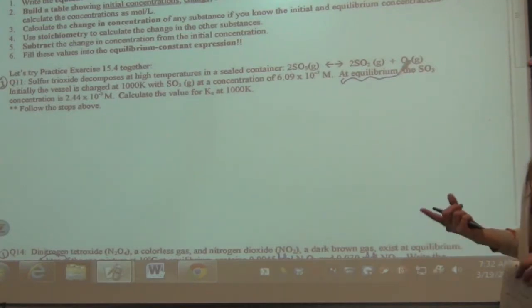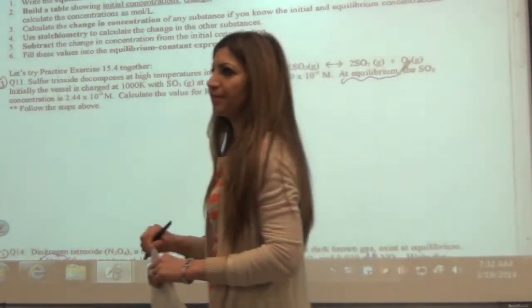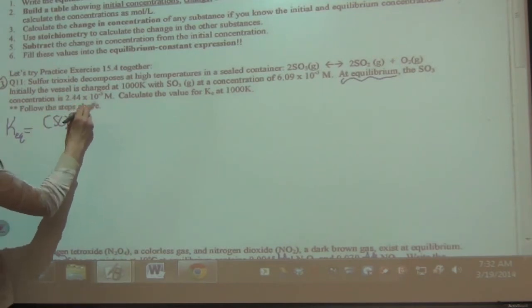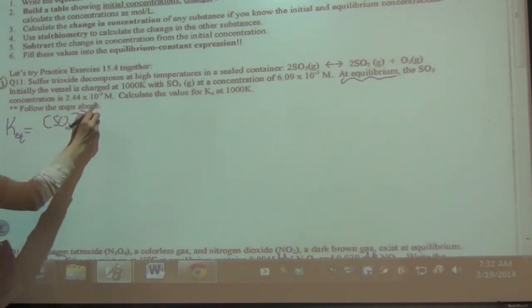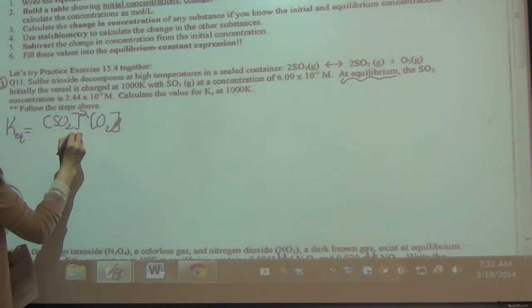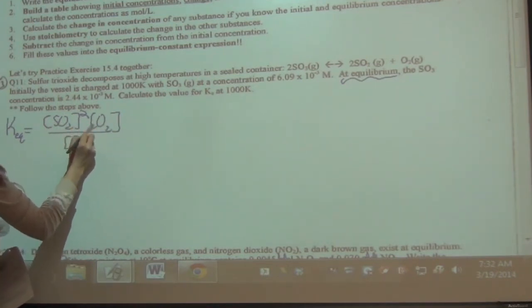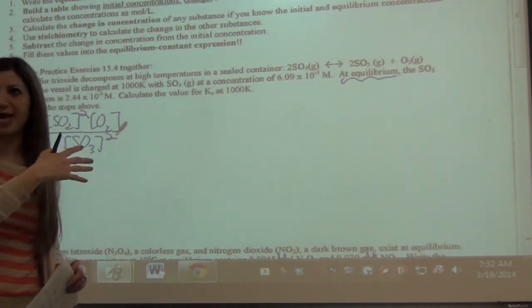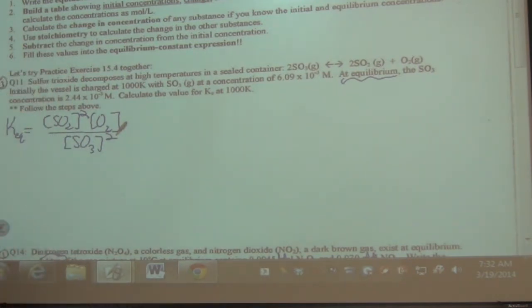Okay, let's start off first by writing our expression. Our expression is Keq equals the concentration of the products over the concentration of the reactants. Somebody want to guide me on this? SO2 squared, plus what? Times O2. Awesome. Divided by SO3 squared. Nice. Perfect. The first step is to write your expression. Make sure that you do that as the very first thing.